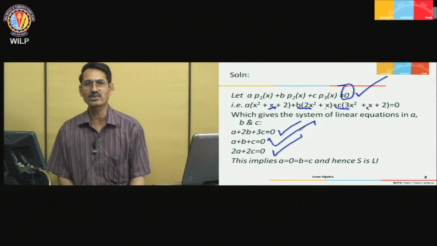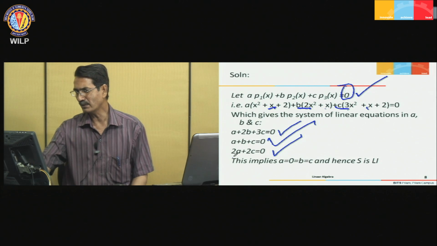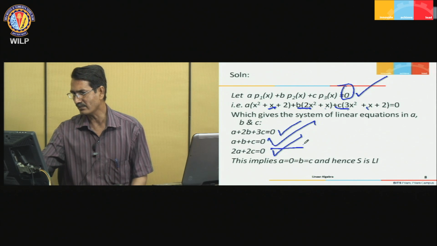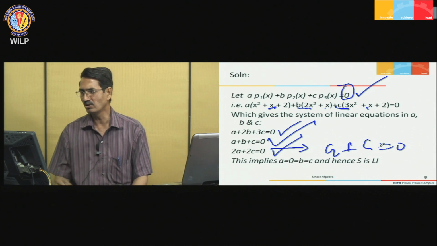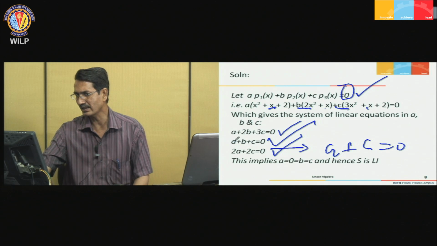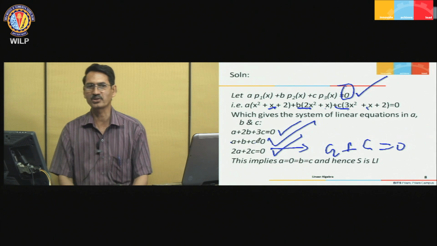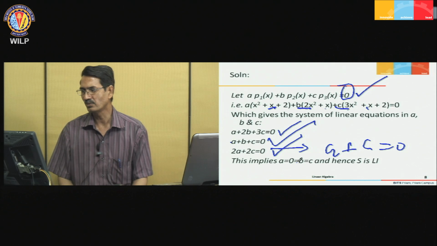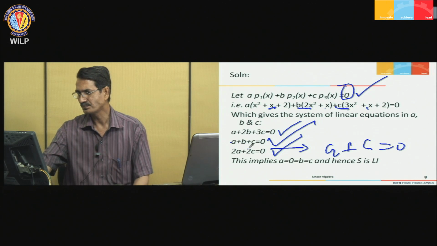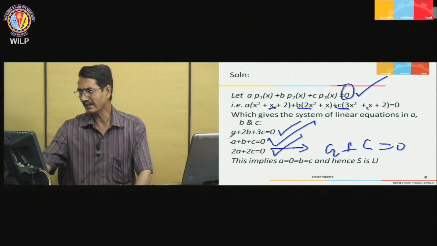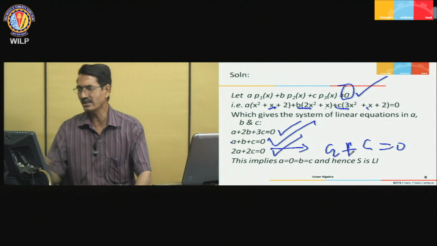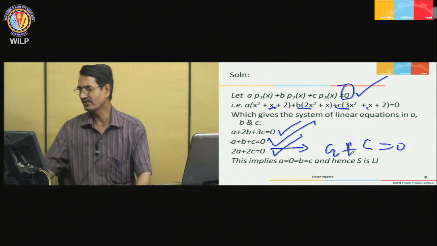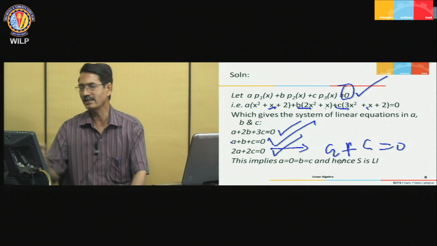Solve these 3 equations in 3 unknowns. Look here, the last equation implies that a plus c is 0. The moment a plus c is 0, look at the second equation: a plus c is 0, therefore b must be 0. So, b is 0. When b is 0, then from the first equation a plus 3c is 0. So, a plus 3c is 0 and a plus c is also 0. See from here that c is 0, and the moment c is 0, a is 0.